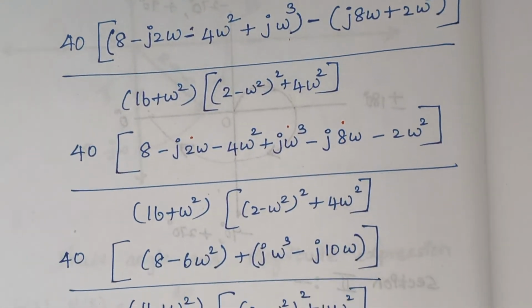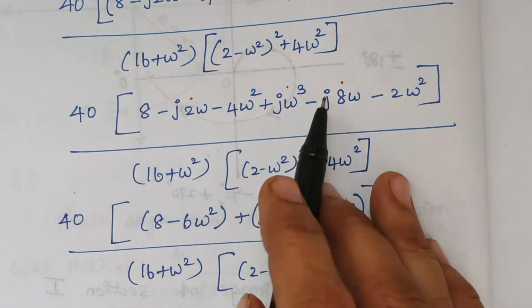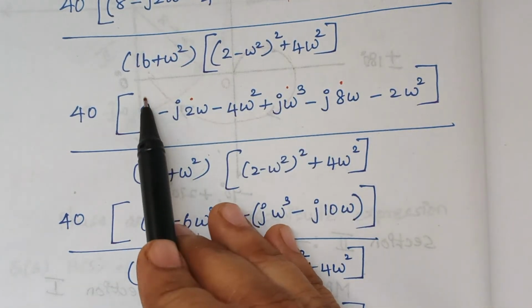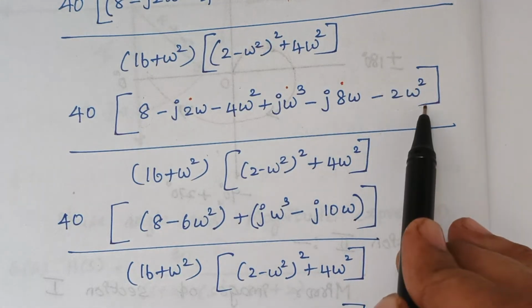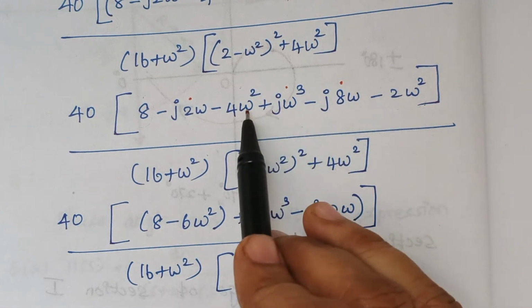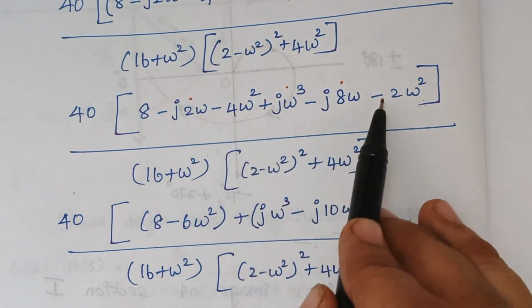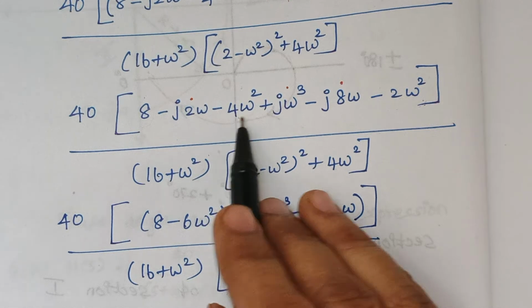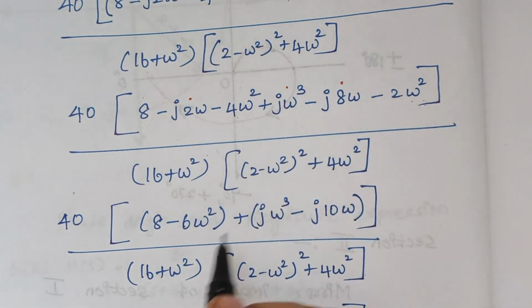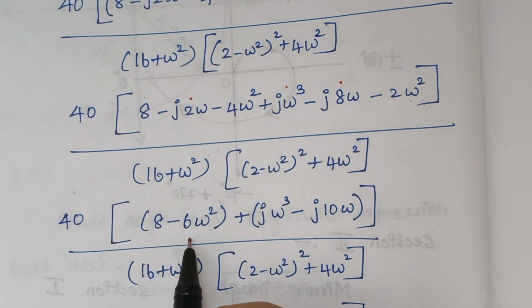Now we are going to combine the terms, combining them as real and imaginary. When you look at the real terms, here you are having 8 minus 4 omega square and minus 2 omega square. Since both are with the same omega square, we can add or subtract. Here both are having the same sign, so we are adding. So minus 4 omega square and minus 2 omega square can be written as minus 6 omega square, and this 8 is written as such.